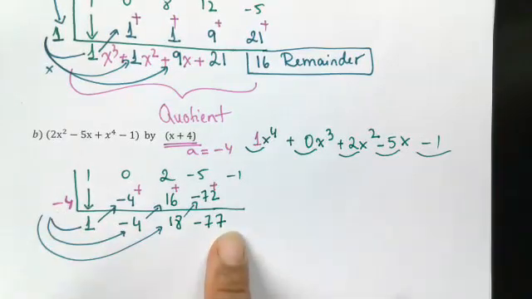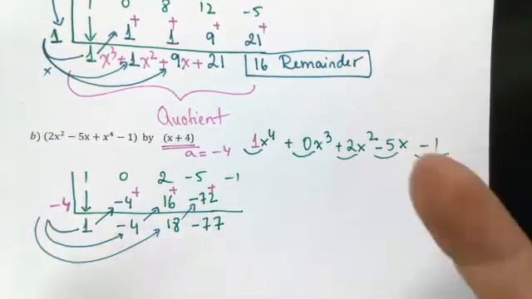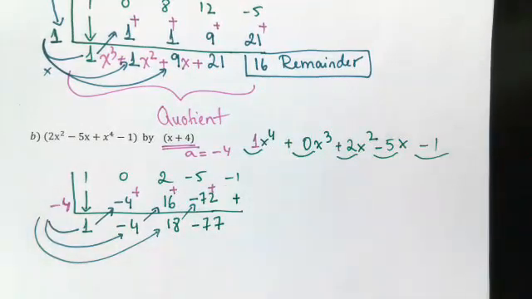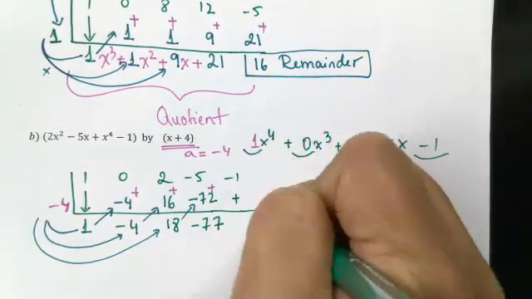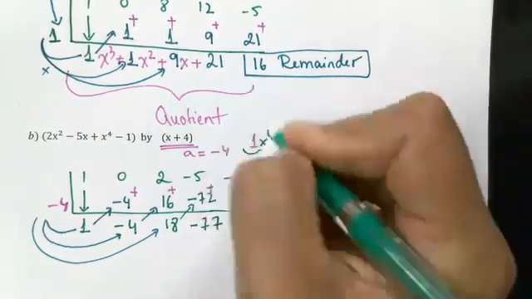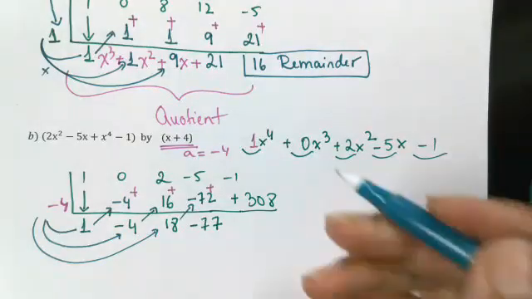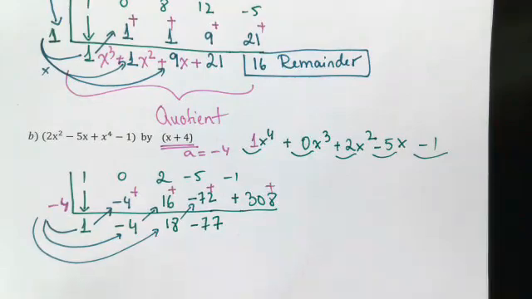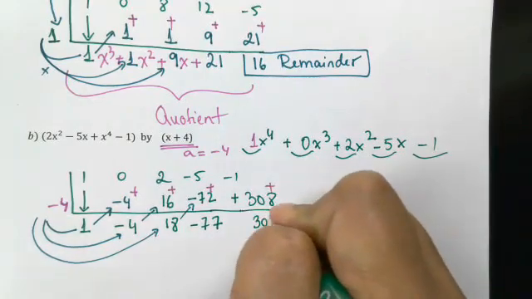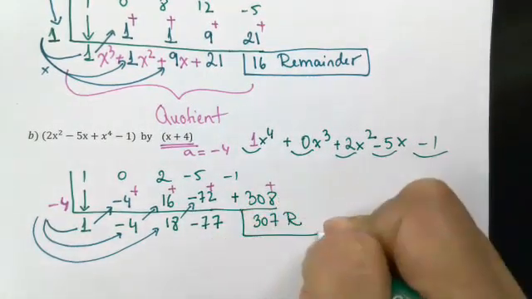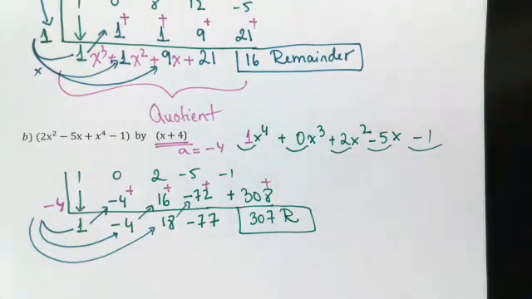Negative 4 times negative 77. Negative 4 times negative is a positive. 4 times 70, that's 280. And 4 times 7, 28. Right? So 280 plus 28 is 308, right? 308 plus negative 1. So we add them vertically is 307. That's our remainder. That last number, the remainder.